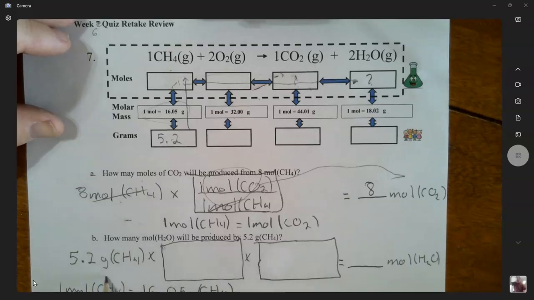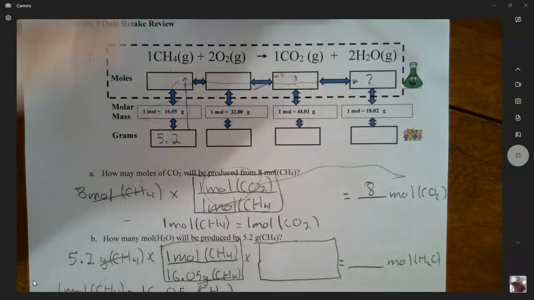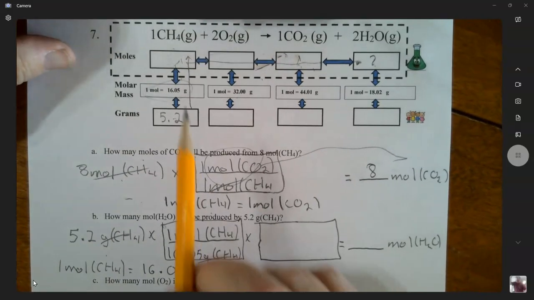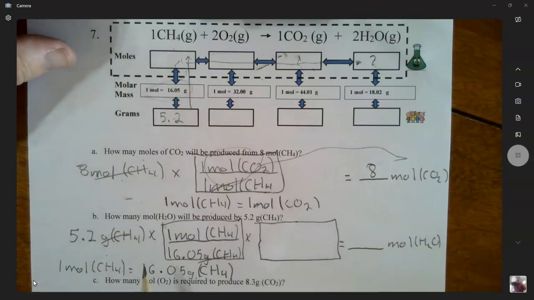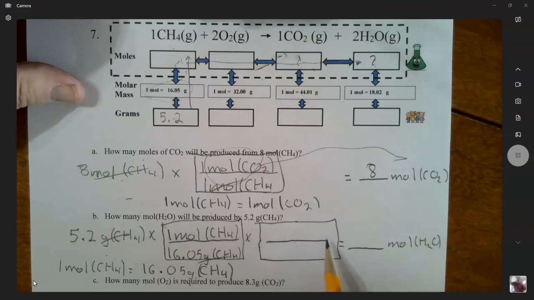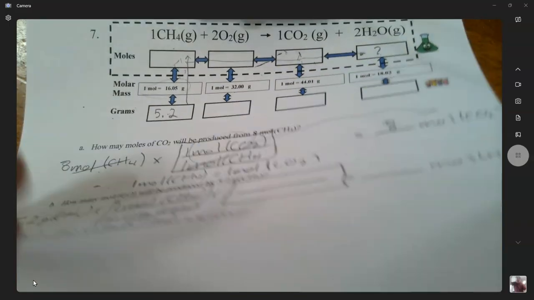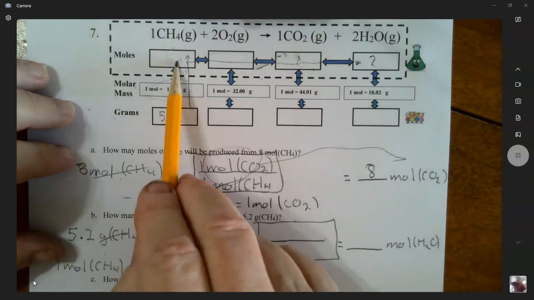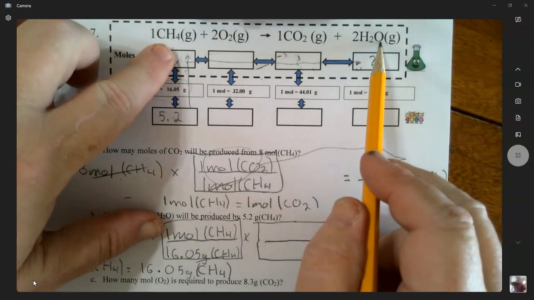We need grams to cancel out, so we need this one on the bottom. We cancel grams and grams. Grams and grams, okay. That puts us up in this box right here. In the moles of CH4, we don't do that calculation. We just go on to the next box. So now the equivalency is to get from here to here. You just take it straight out of the chemical equation.